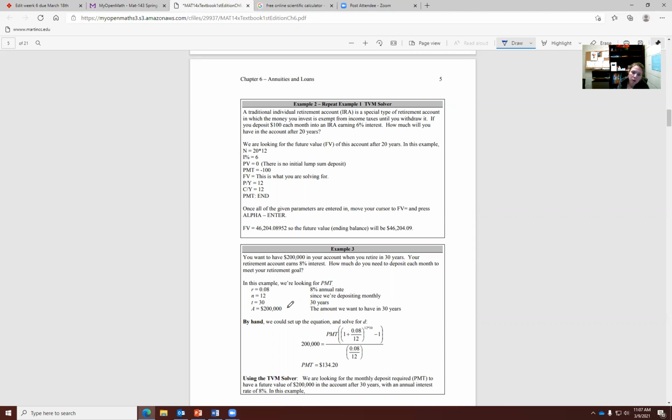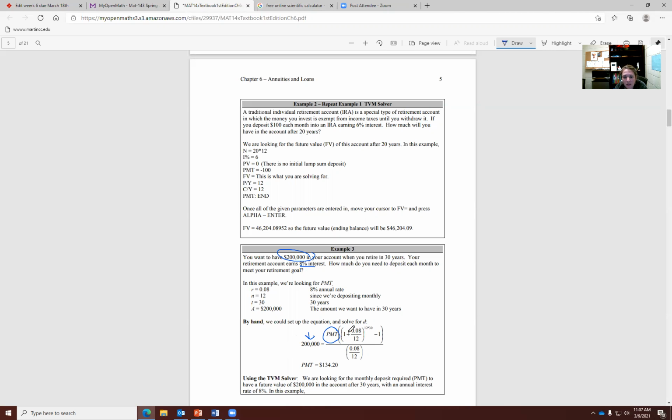Payout annuity. So if you have $200,000 in your account when you retire in 30 years, okay, your retirement account earns 8% interest. How much do you need to deposit each month to meet your retirement goals? So you want to figure out how much deposit do I need to make to have a goal of $200,000 in 30 years, okay? So this $200,000, that is our starting amount, okay? That's how much that we want to have at the end. So that goes out to your payout annuity, okay? And then you're trying to find out what your monthly amount will be.